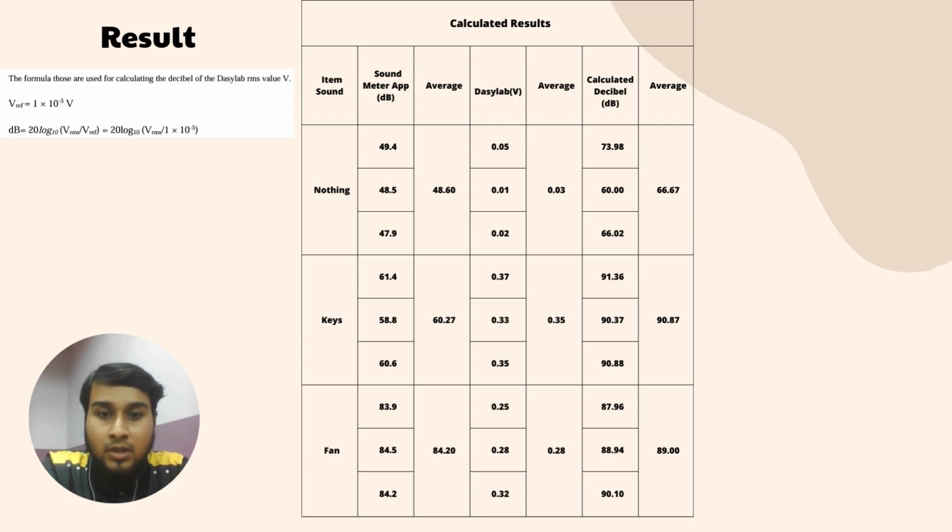For the nothing situation, we got 48.60 decibel from mobile, whereas from DaisyLab software we got 66.67 decibel. For keys, we got 60.27 decibel from mobile, whereas from DaisyLab software we got 90.87 decibel. For fan, we got 84.20 decibel from mobile, whereas for DaisyLab software we got 89.00 decibel. So that's all from the result.